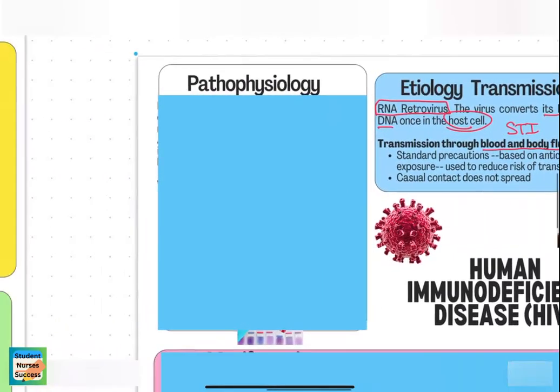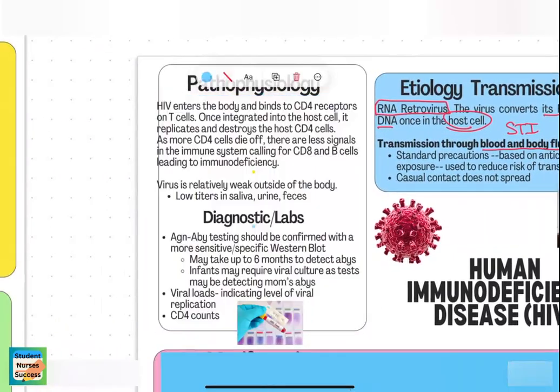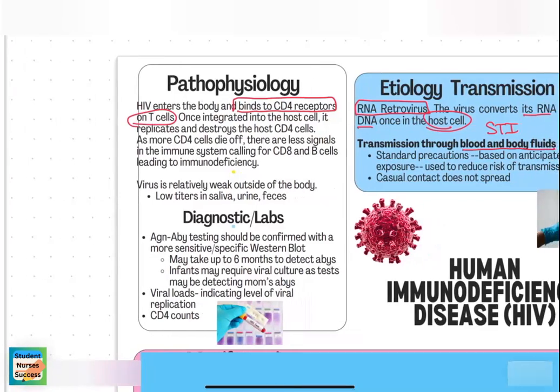Let's move over to the pathophysiology. When talking about the pathophysiology of HIV, HIV enters the body, and once it enters the body, it binds to CD4 receptors. And those CD4 receptors are on your T cells. Once integrated into the host cell, the actual HIV virus will replicate and destroy the host CD4 cells.